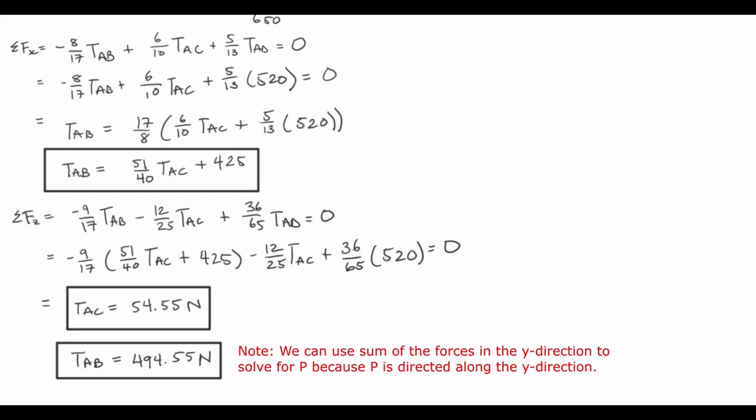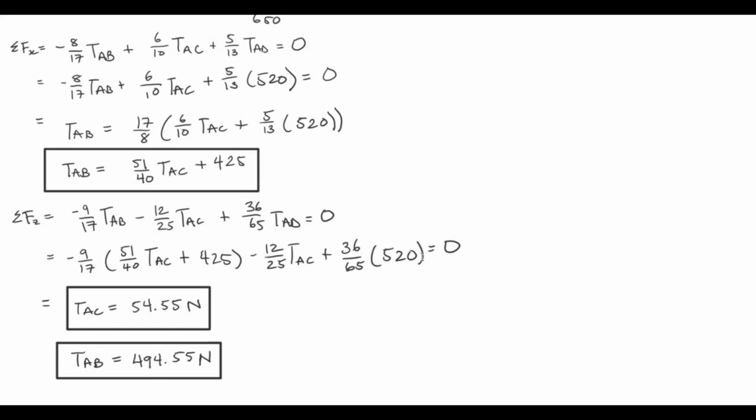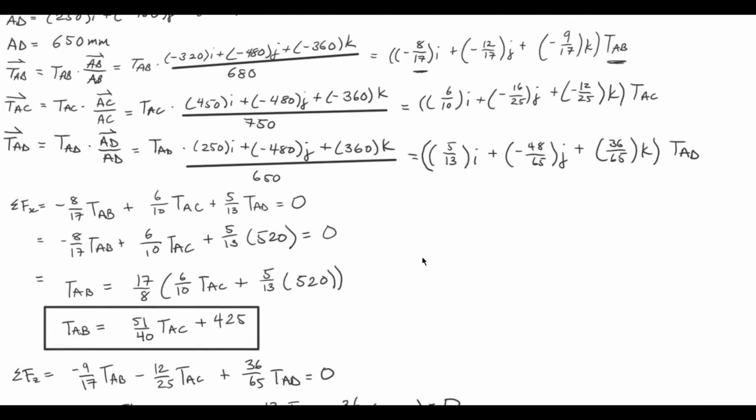So now we can finally solve for the vertical force P, because we have all the other tensions. Sum of the forces in the y is equal to 0. So now plugging in the values for the tensions, we can solve for the vertical force P.